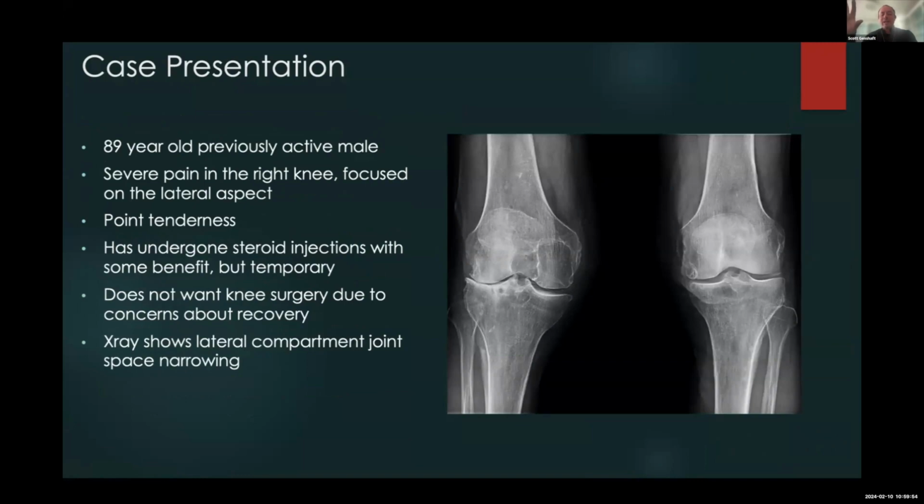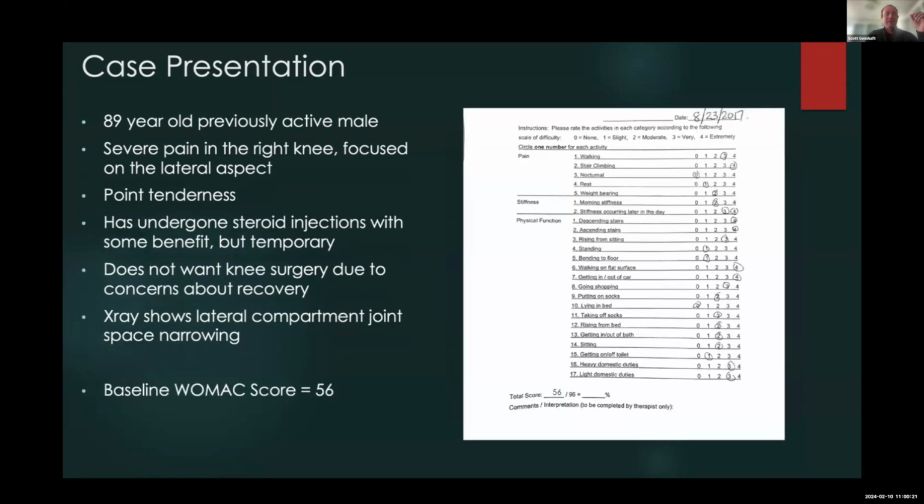So this is a typical case that comes in. Older guy, previously active, lifestyle's been limited because of his arthritis. He has a lot of pain and has had failed conservative management, which usually involves a number of different medications, possibly opiates, physical therapy, injections. And so they're looking for something else, but not necessarily interested in a total knee arthroplasty.